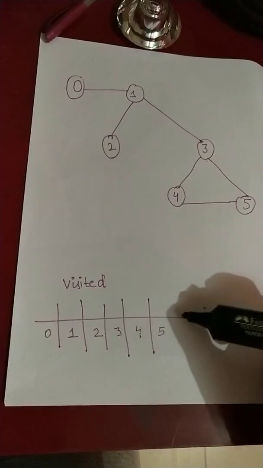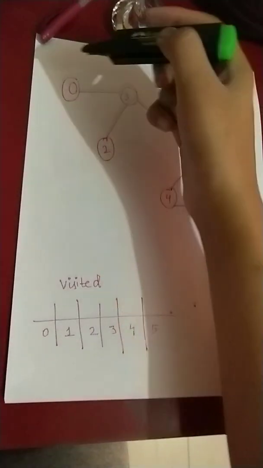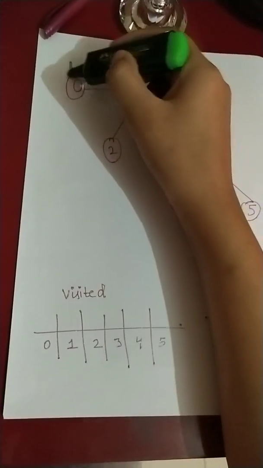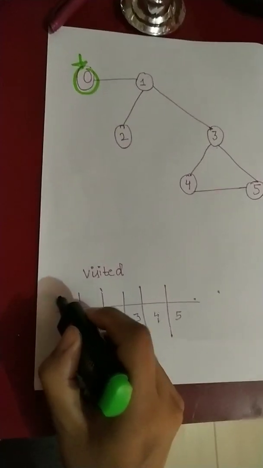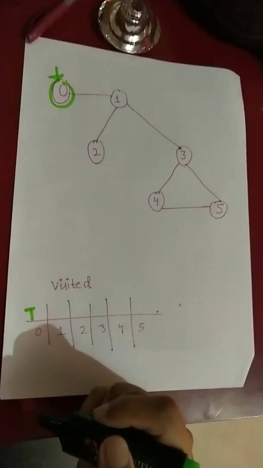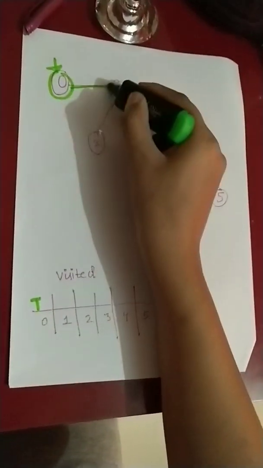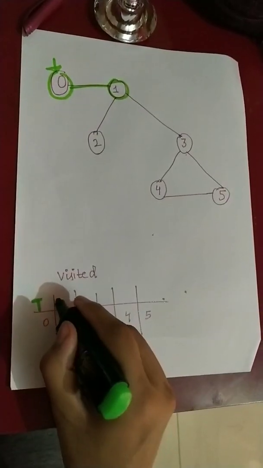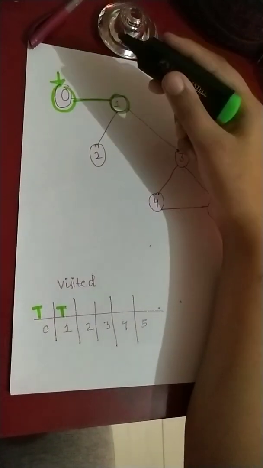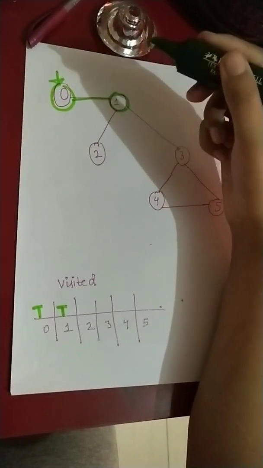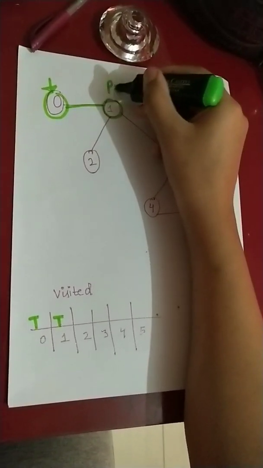This is the visited array to keep track of the nodes that have been visited. Let's start from node 0. Since I'm starting from node 0, I have to mark it as visited. From 0, I have only one option, that is to go to 1. So I go to 1, mark 1 as visited. I'll also keep track of the parent of 1, that is the node from which the call has been made to this node. So for this, p is equal to 0.